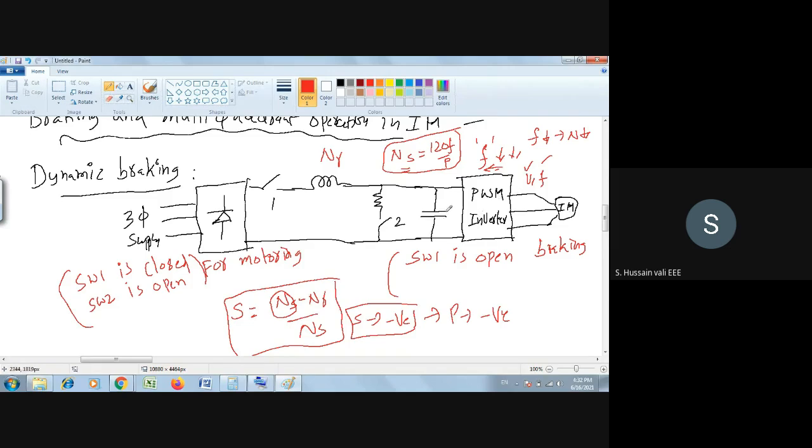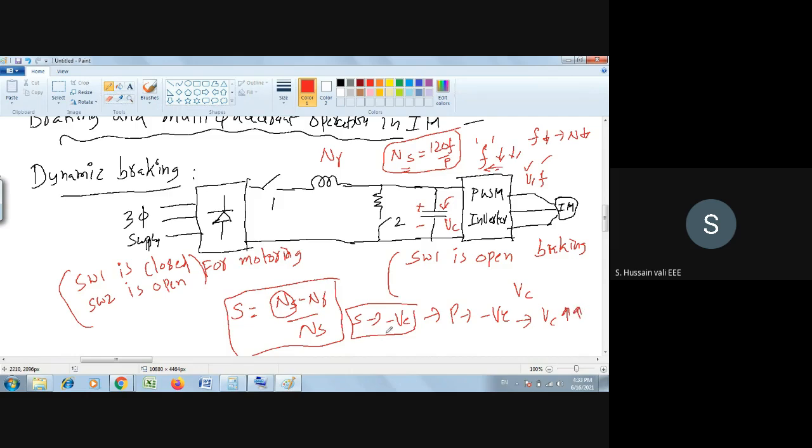Here, what is the source? The capacitor is the source here. Why is the capacitor the source here? Because this is totally disconnected, so only the capacitor is left here. So the power comes like this, and the capacitor will get charged. When the capacitor is getting charged, its voltage will increase. When its voltage is increased beyond a set value, for example, this is the capacitor voltage, VC will increase.